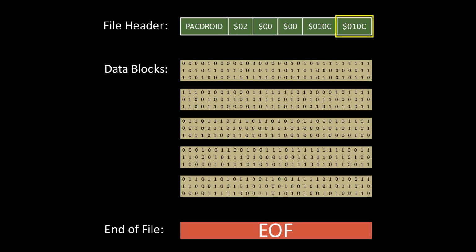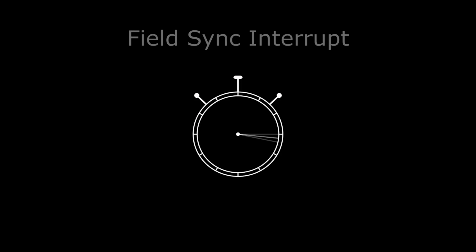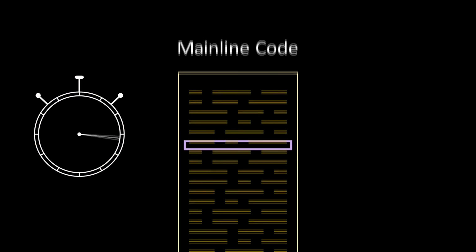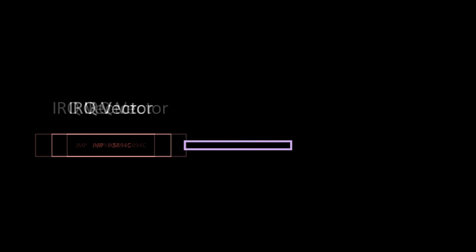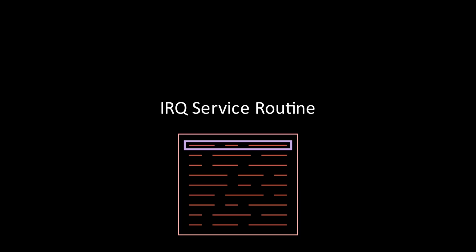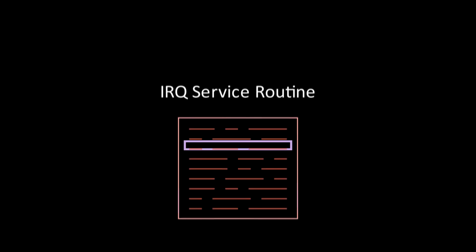The first strange thing that Pac Droids does is to specify this address for where it wants to be loaded. 010C is the IRQ vector. The CoCo has a timer that goes off 60 times a second. This is called the field sync interrupt. When this timer goes off, regardless of what the CPU happened to be doing, it gets rudely interrupted. Its state gets saved so it can resume what it was doing later, and then it jumps to the interrupt service routine. This is special code that gets called whenever the timer goes off, to do useful tasks separate from the mainline code of a running program or the basic interpreter loop.